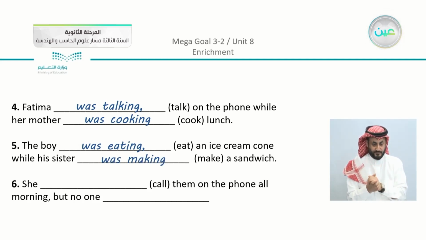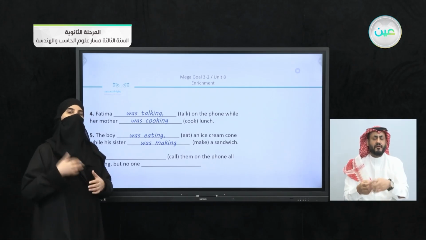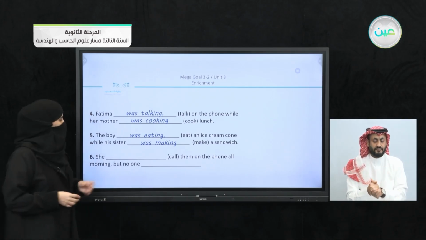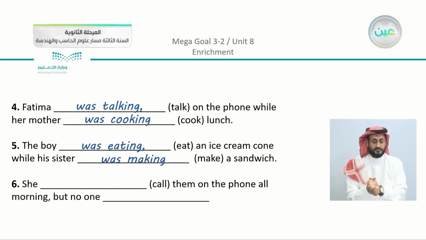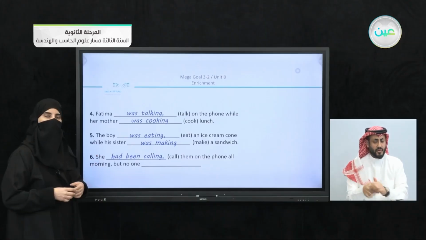We have the last part: she blank called him on the phone all morning, but no one blank. Here you can see that there is no verb to help us, so maybe there is more than one option. We can say that she had been calling him on the phone. Why did I put had been calling? Because we have here all morning. So this is something that was happening all the time, all morning.